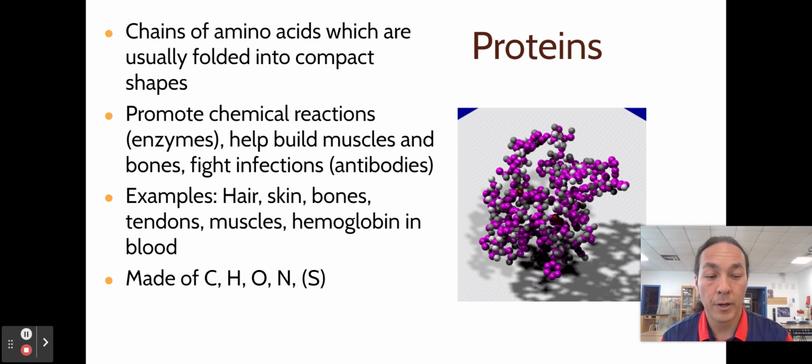All right. Proteins. When you're looking at me, you're seeing all proteins. Proteins do everything. They're amino acids. They're usually folded into shapes. They serve as enzymes. There's thousands of enzymes in a cell. They help build muscles and bones. They work to fight infections. They serve as antibodies. They fight COVID. They do everything. They're made of carbon, hydrogen, and oxygen, just like carbohydrates and lipids, with the addition of nitrogen and sometimes sulfur.